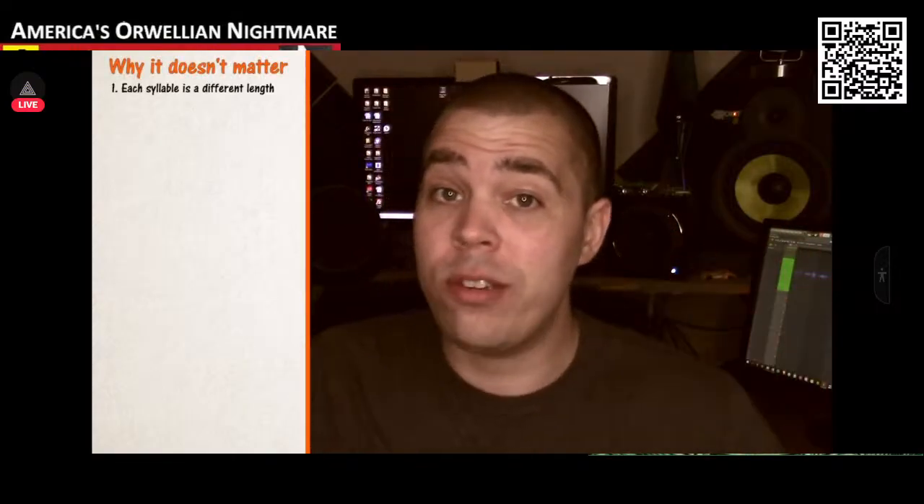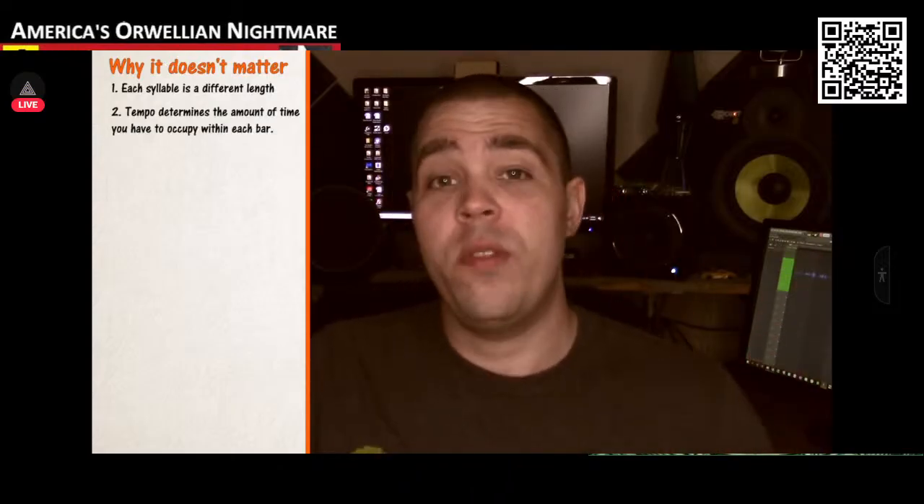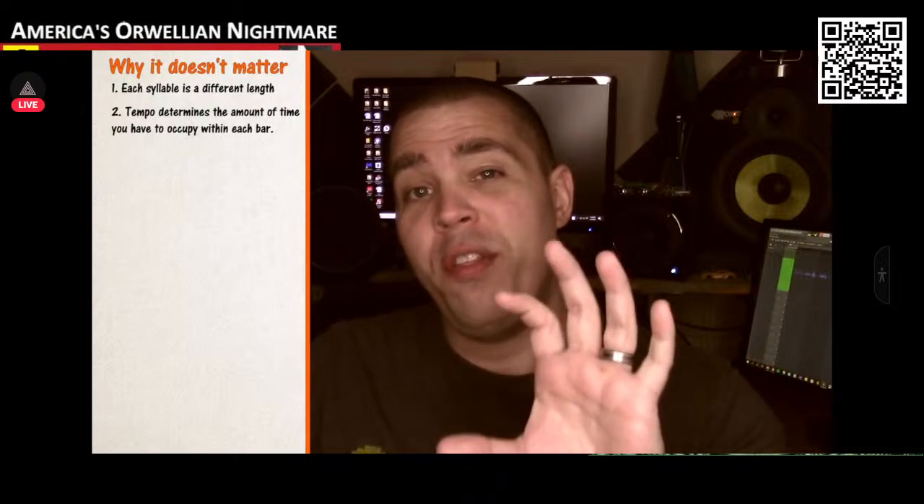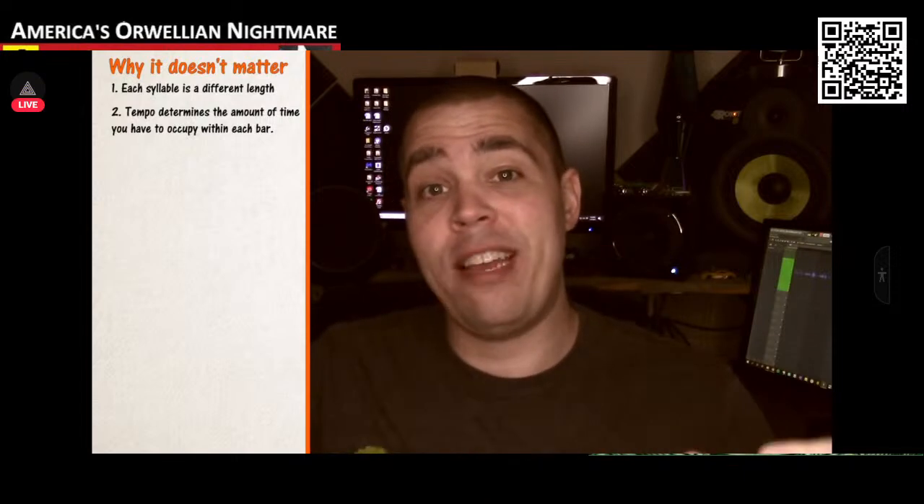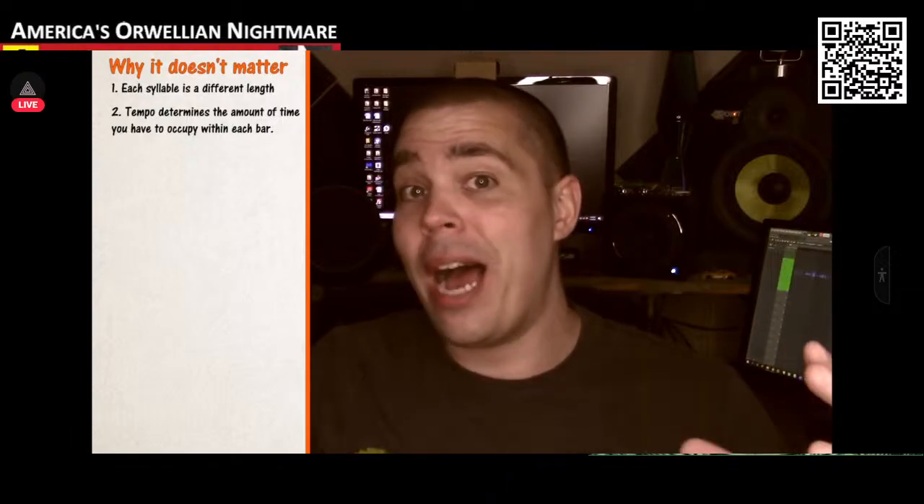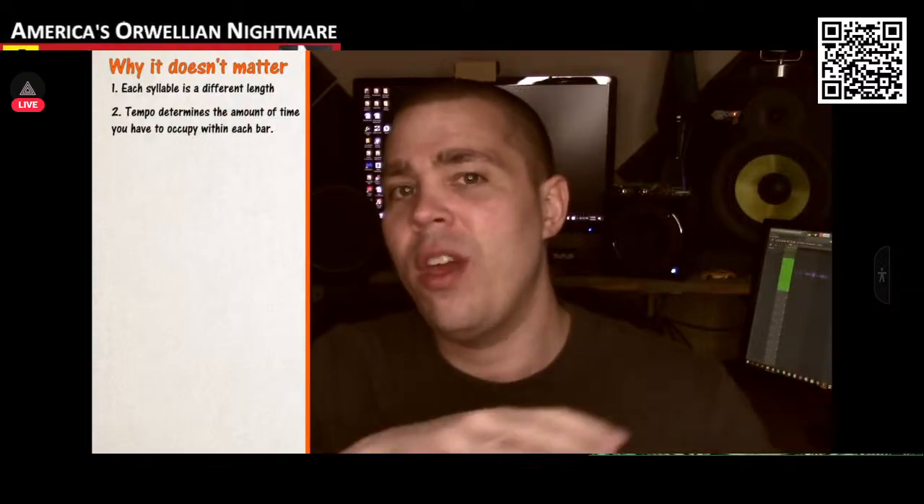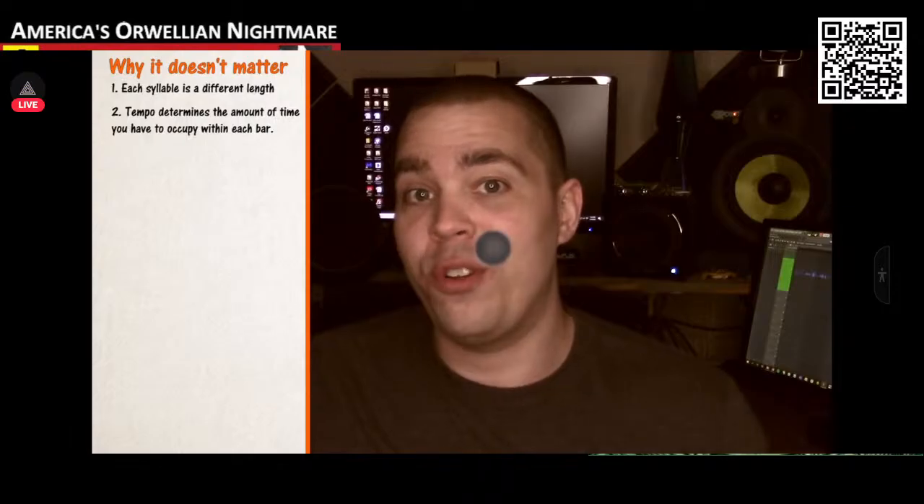Now to recap real quick, the three main reasons why it does not matter how many syllables that you fit in each bar is: one, not all syllables are created equal. They're not all the same length. Two, the tempo of the instrumental that you're rapping over is going to determine how much time, how much space that you have within each bar. But remember, all bars are always a mile, right? They're always the same length. What changes is how fast are you traveling across it. What's the tempo of the track?